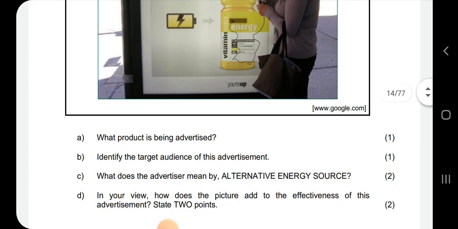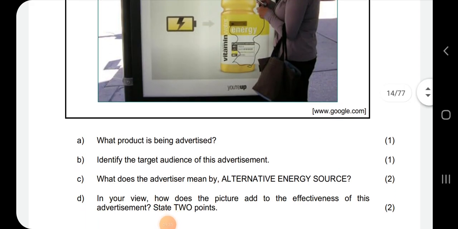What product is being advertised? Identify the target audience for this advertisement. Target audience are people that the advert is trying to appeal to. They're trying to persuade them. This product will not be consumed by everyone, right? So think, who would like to buy vitamin water for extra energy? What does the advertiser mean by alternative energy sources? And D, in your view, how does the picture add to the effectiveness of this advertisement? State 2 points.